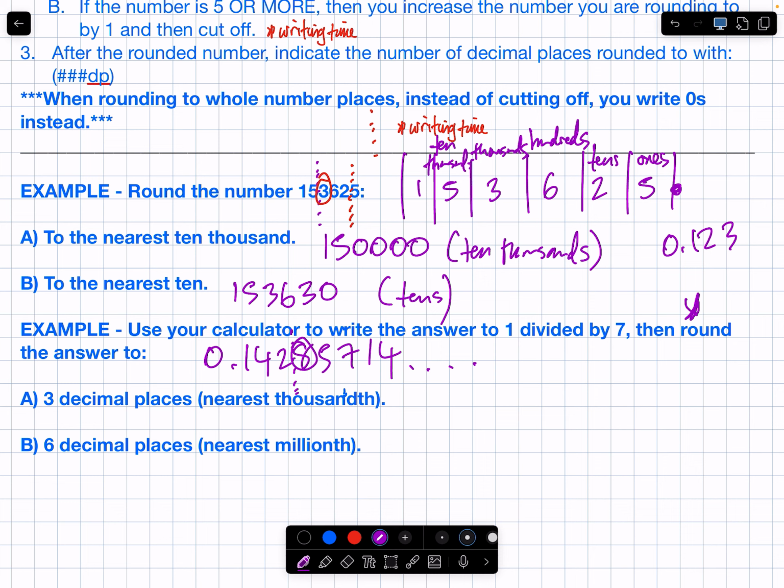Rounds up to 3. So 0.143 cut off. Nothing left. In brackets, what would I write? How many decimal points did I just round this off to? How many numbers are after the decimal point? 3. 3 DP. I'll write my number here again. 0.142857114.